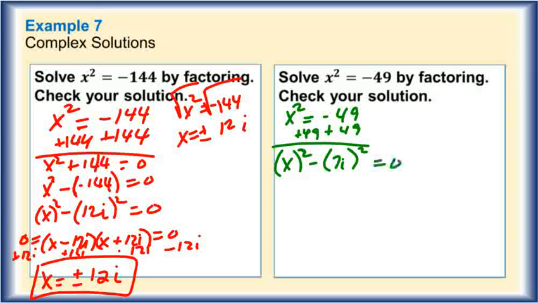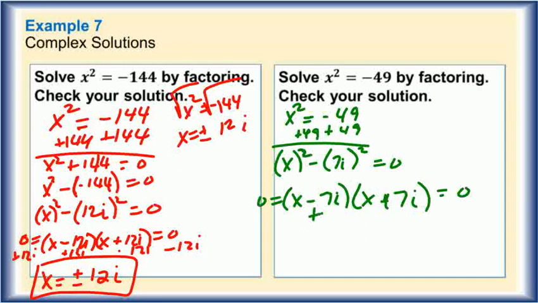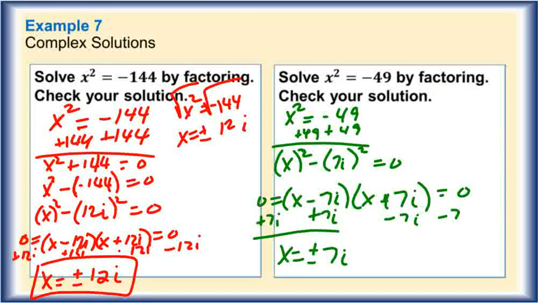This would equal 0. So all I'm doing is just finding the square root of that. So now I'd have x minus 7i times x plus 7i, because that's how you're going to get to a negative 49i squared, which would be a positive 49. Make them equal to 0. Solve by adding 7i, and I would have x equaling a positive and negative 7i, because here you would subtract 7i.